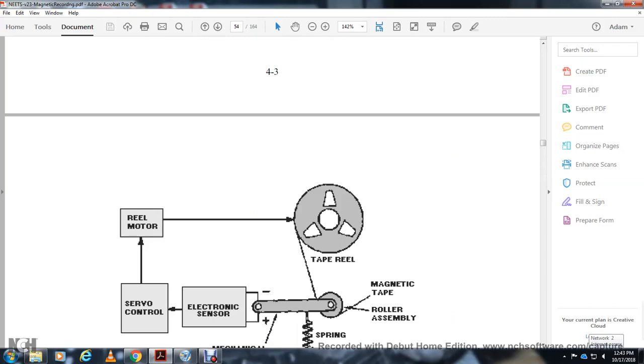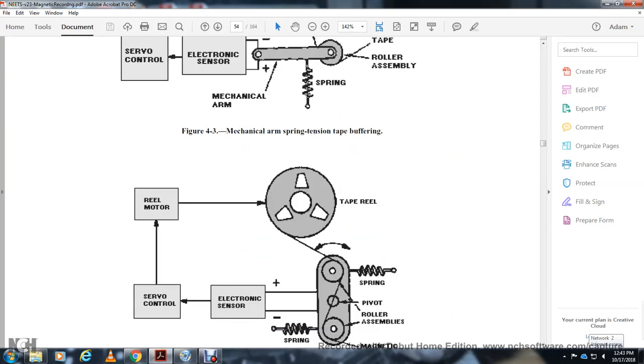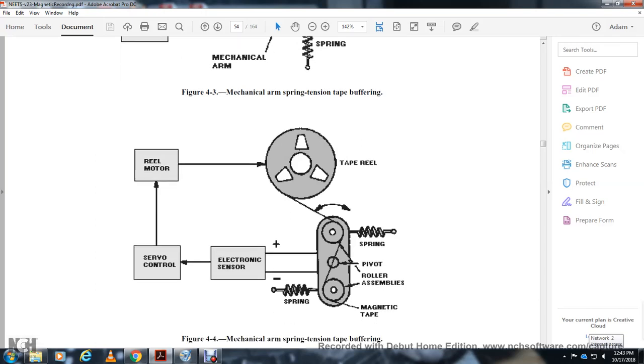Reel motor, servo control, electronic sensors, mechanical arm with spring and roller assembly, magnetic tape, and the tape reel. Also the reel, servo control, electronic sensor of the tape reel, the spring pivot and roller assembly, spring, and the magnetic tape.